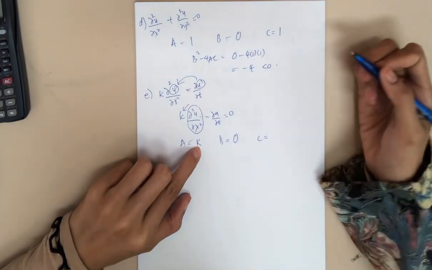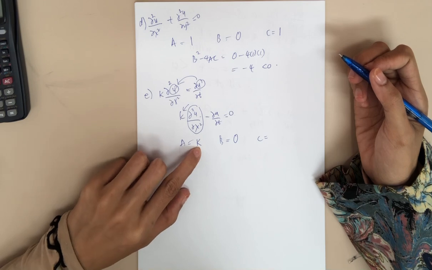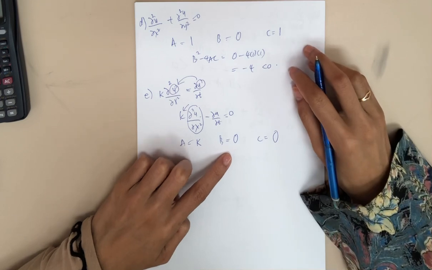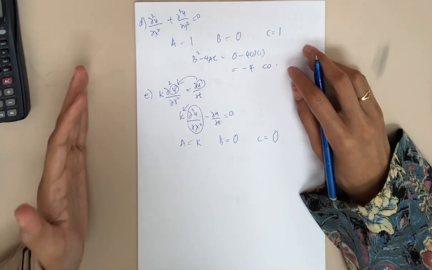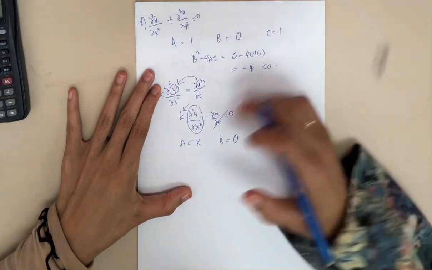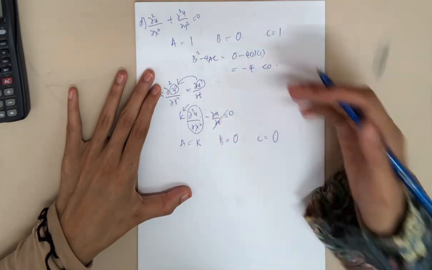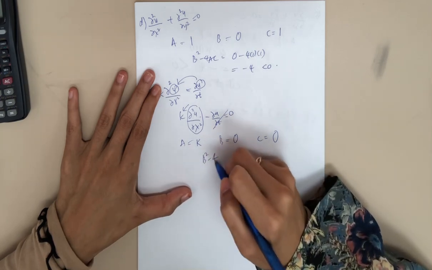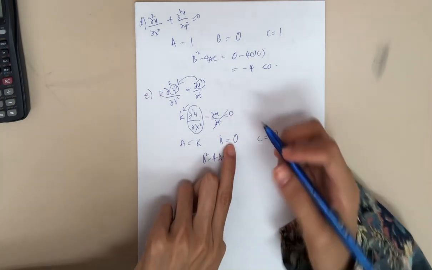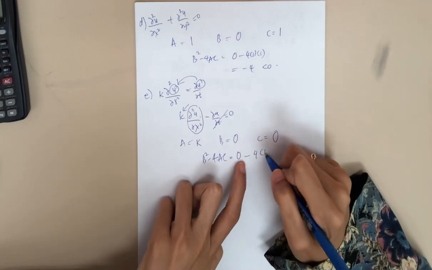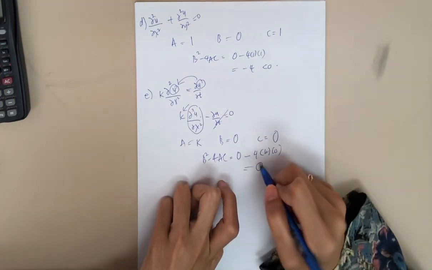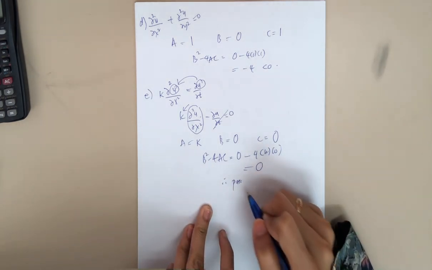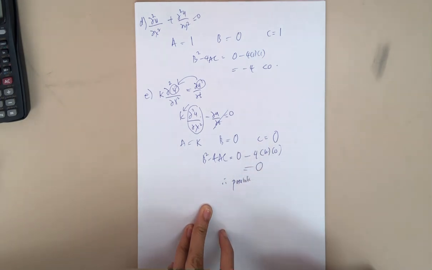And B, they have no term that consists of d square u over dx dy, so it will be 0. And how about C? C also 0, because they have no existence of d square u dy square. So this one just ignore, because we don't want to have any D, E, F. We just want to have A, B, C. So B square minus 4AC. So B square minus 4 times 0 times C, so this one equal to 0. So it will be parabolic.